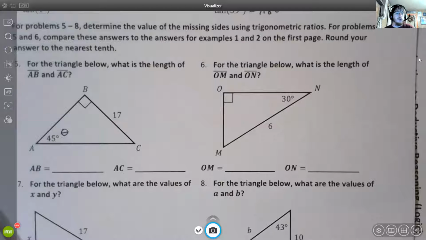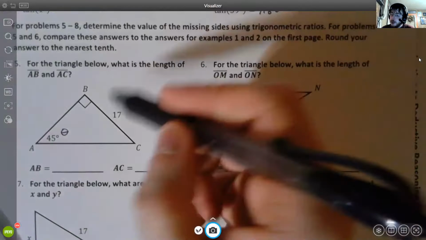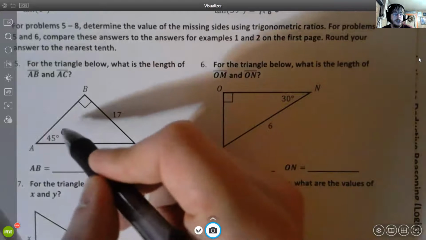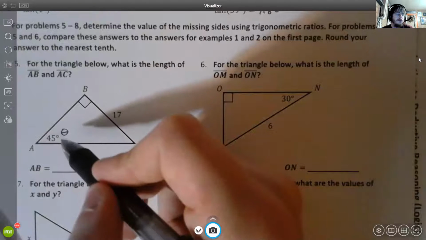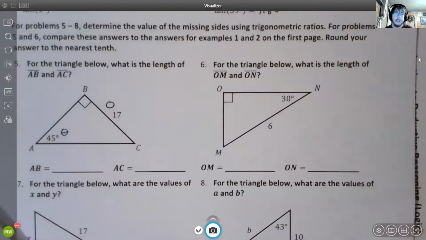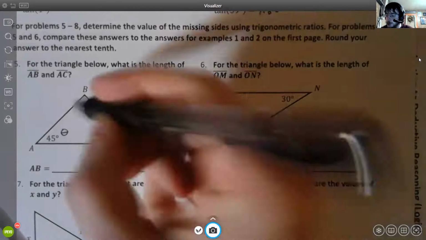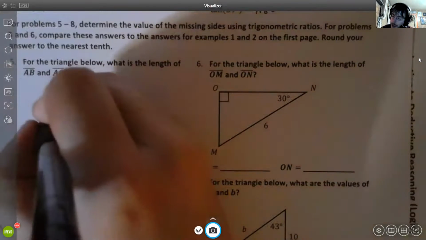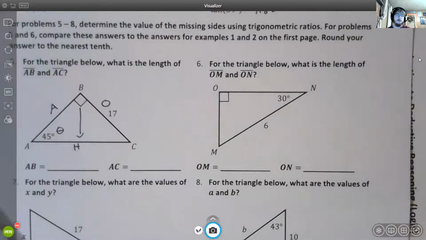Next up, we're going to label what we know with either an O, H, or an A based on where it's at. So we know that we have a 17 here, and that 17 does not touch theta, so we're going to put an O on it because it's opposite. Then we can label our H and A. AC is our H because it's opposite of the right angle, which leaves AB, our other leg, to be adjacent.